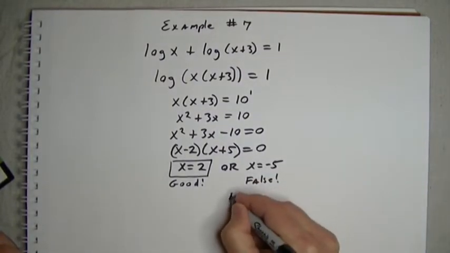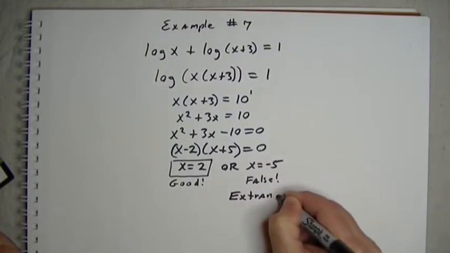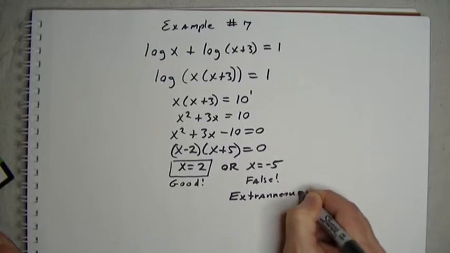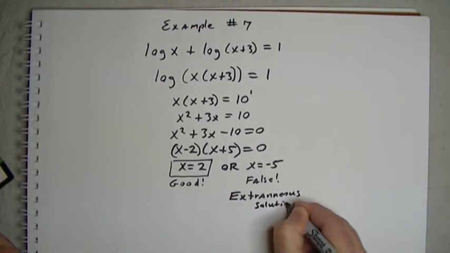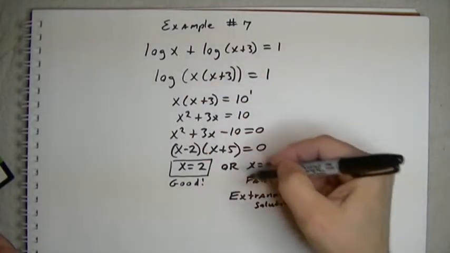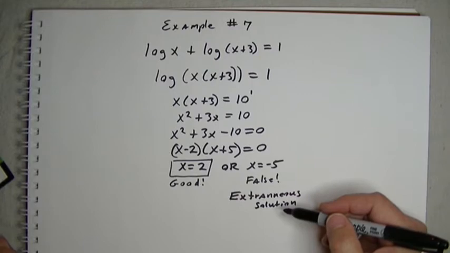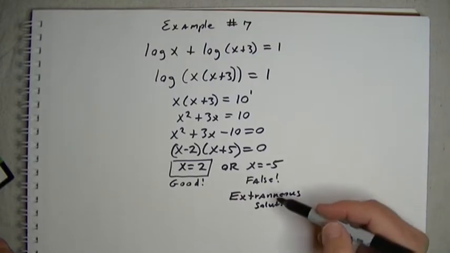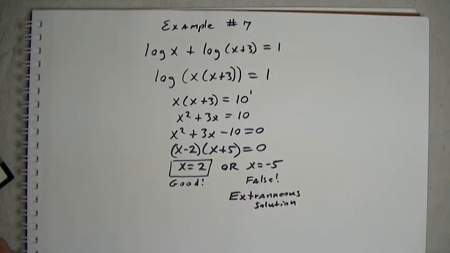It's what we call an extraneous solution. Because it sort of comes up in the solving and it seems like it ought to be okay, but it sort of came along for the ride and snuck in there on us, and we need to double check. Okay? This is a good answer. This one just isn't going to work for us. That's number 7.